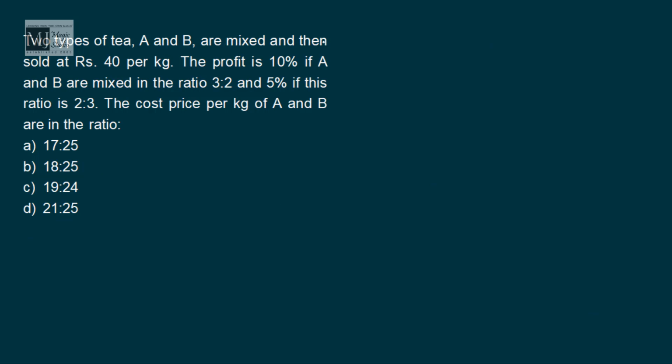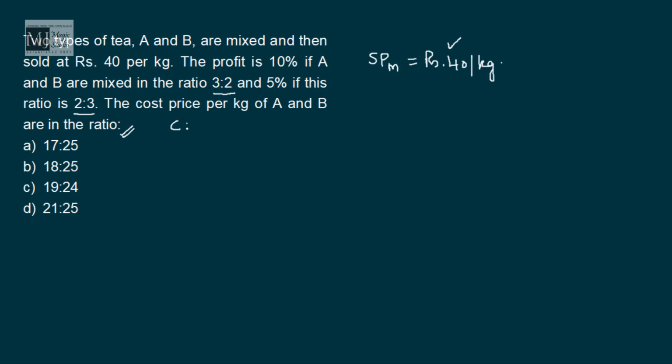Two types of tea, A and B, are mixed and then sold at rupees 40 per kg. Selling price of the mixture is rupees 40 per kg. The profit is 10% if A and B are mixed in the ratio 3:2, and the profit is 5% if this is mixed in the ratio 2:3 and sold at rupees 40 per kg. The cost price per kg of A and B are in which ratio?